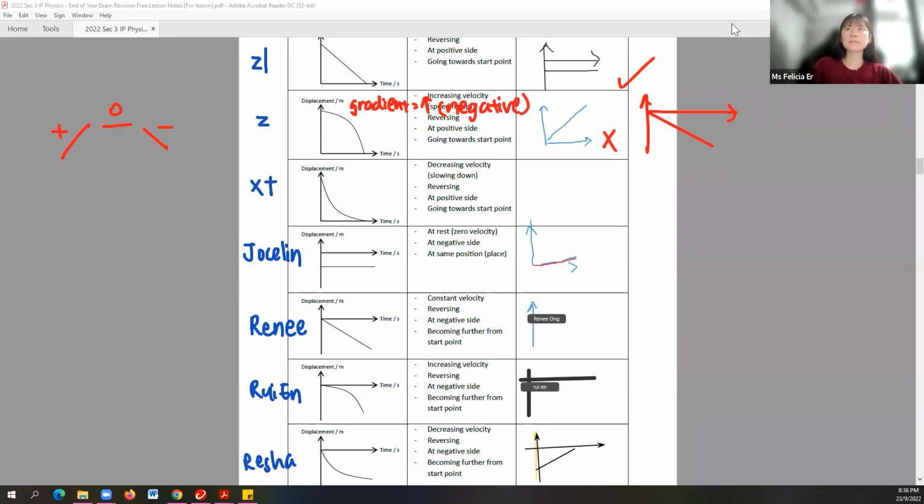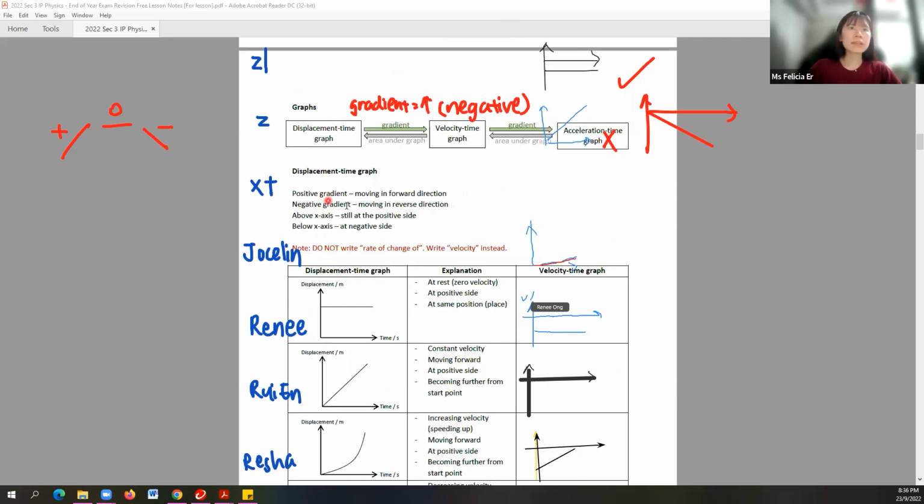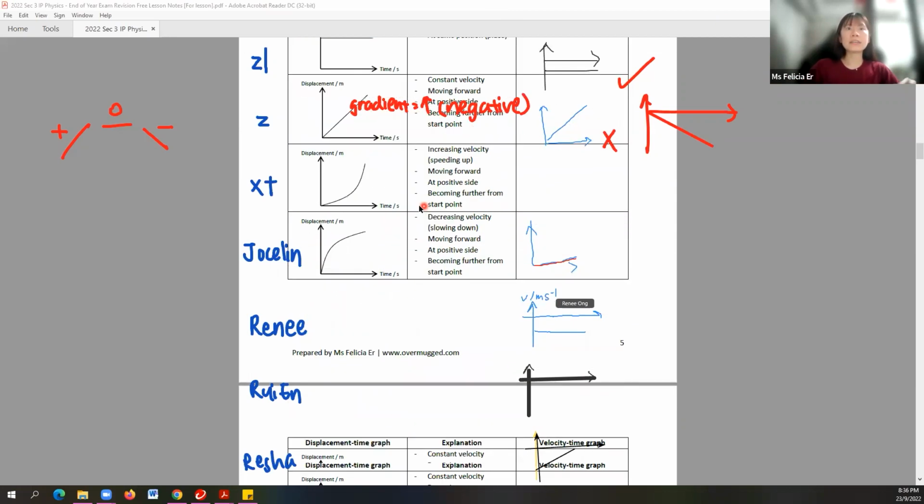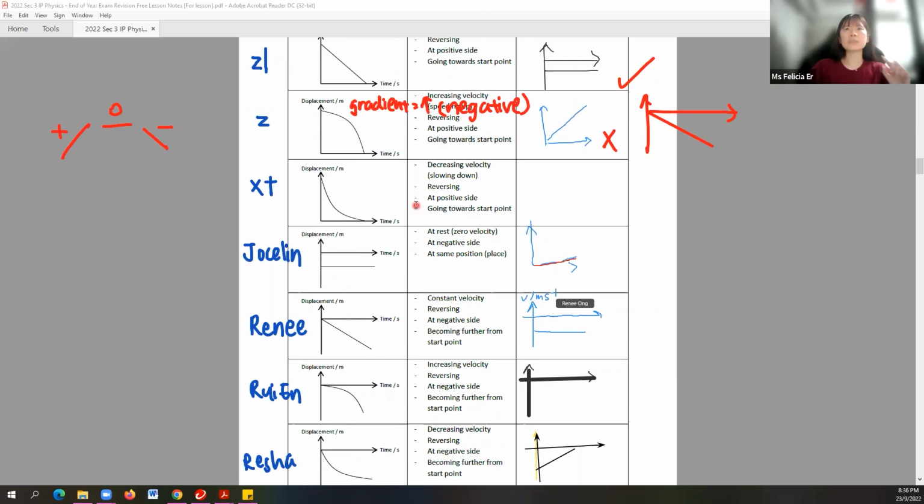Okay? If not, you can also follow the legend on top. I did mention that over here, let me just go through. Because negative gradient means it's reversing. Reversing means your velocity should be a negative value, because negative velocity means it is reversing. Okay, so this is then the answer. Then the gradient is increasing, which means the speed is increasing. Also, the speed increases from at rest, 0, to a bigger value.